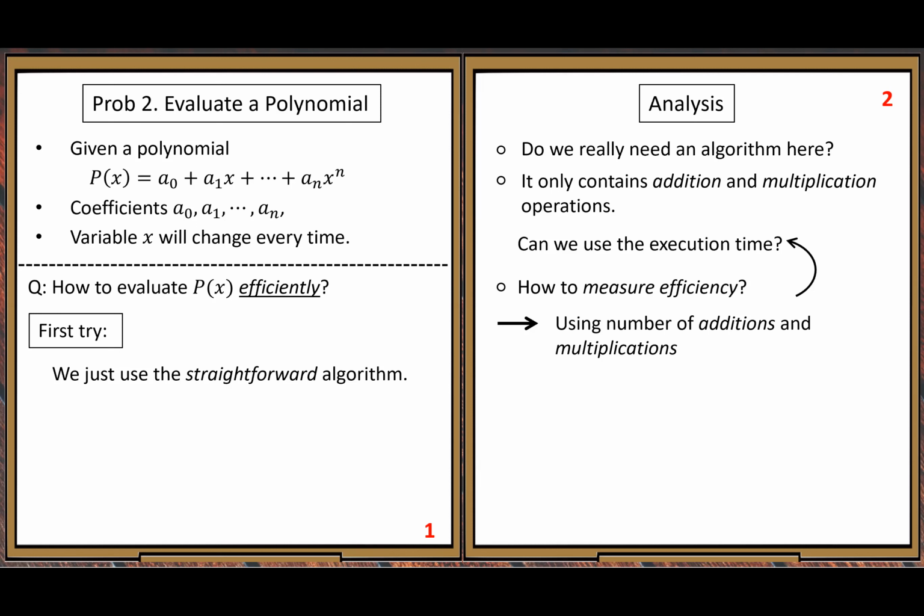Next, our first try. Here we want to do analysis. First try, the straightforward algorithm. Just plug in, that's the straightforward one. Plug in, do additions and multiplications. That's the straightforward algorithm. We want to count how many additions and how many multiplications here.